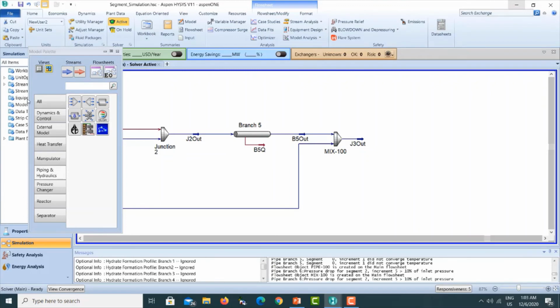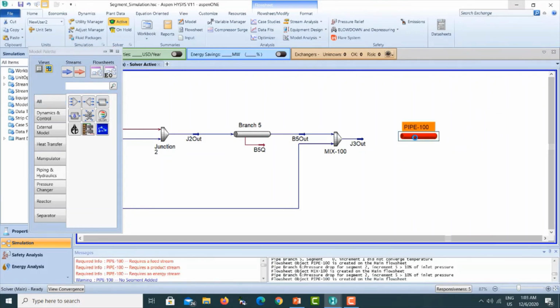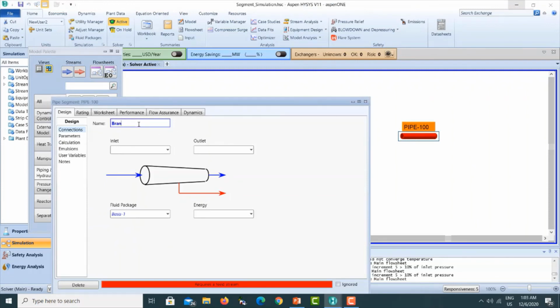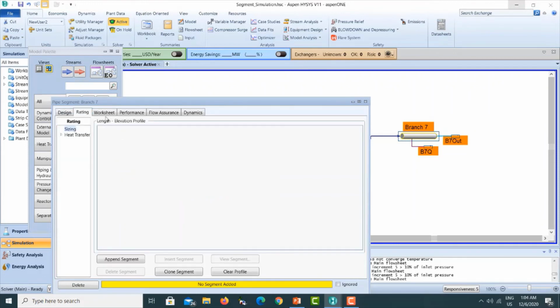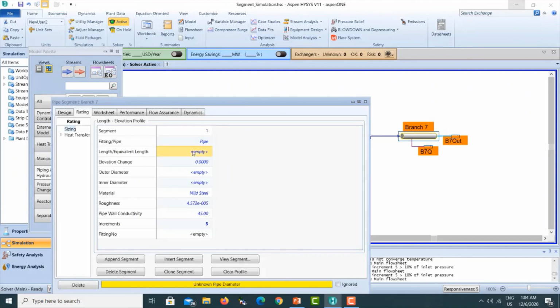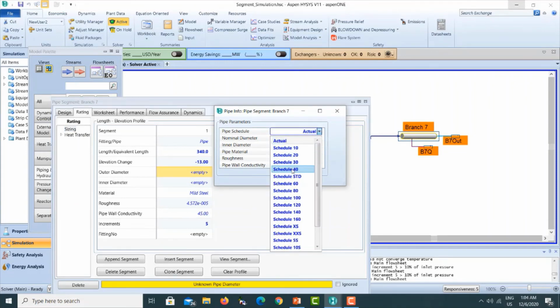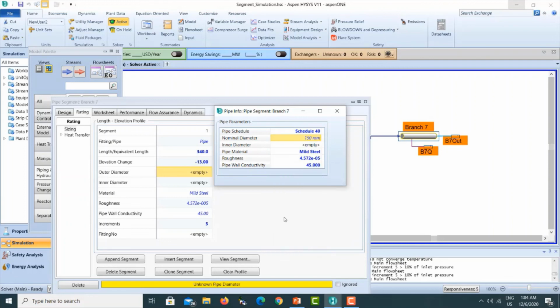The last branch, you can call this one branch 7. The inlet to this branch will be G3 out, B7 out. Minus 13 is the elevation, the schedule of 40, and the nominal diameter of something 152. You can call it 150.